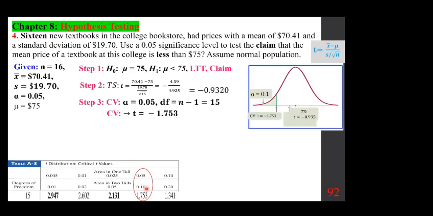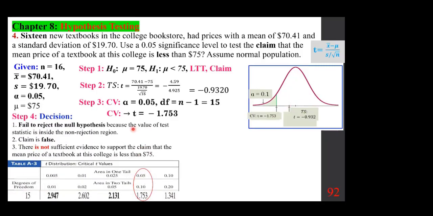And to make a decision, we look at the graph and we see that the critical value of negative 1.753 is here. The test statistic is here, way into the non-rejection region, fail to reject H0 or the null hypothesis. So going back to the first step, if we are not rejecting H0, we are rejecting H1, we are rejecting the claim, it becomes false, and we keep on writing. There is not sufficient evidence to support the claim that the mean price of a textbook at this college is less than $75.